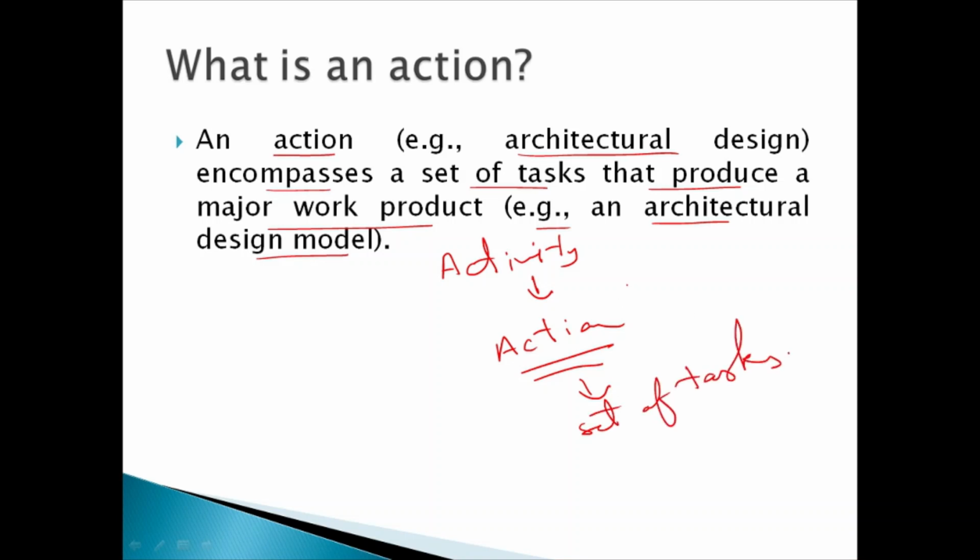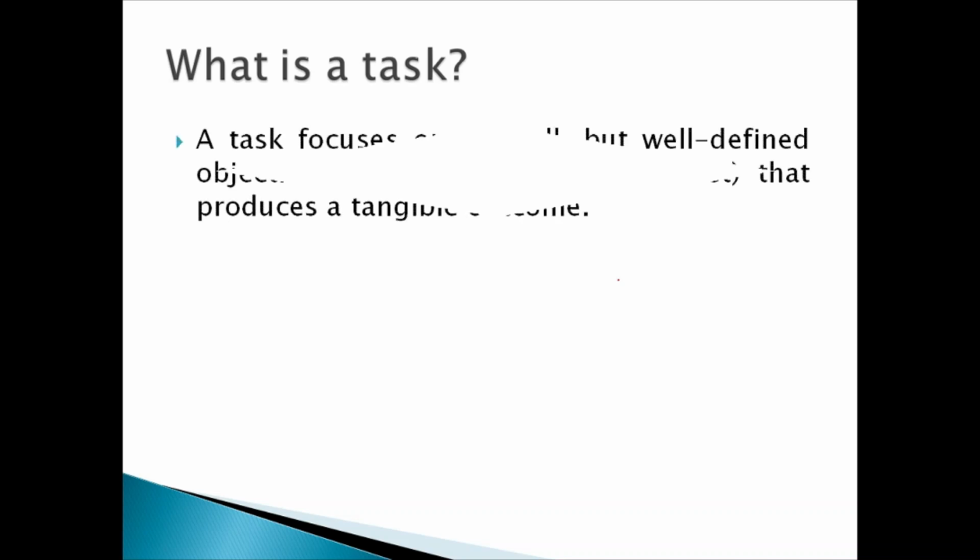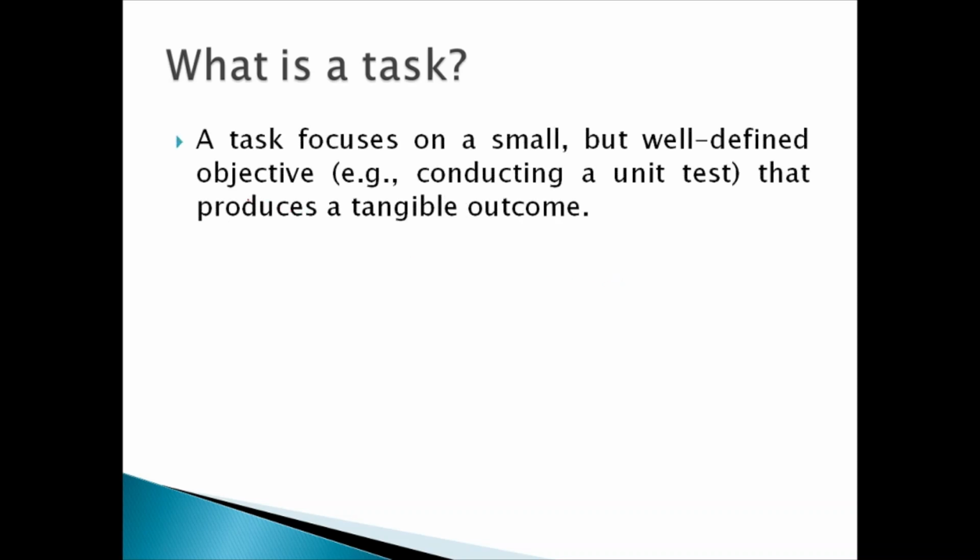Okay. So, what exactly is a task? A task focuses on a small but well-defined objective. For example, conducting a unit test that produces a tangible outcome. So, task is the smallest unit.